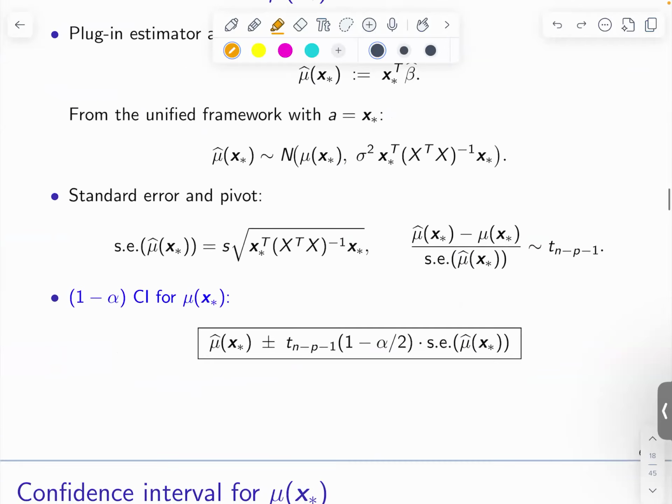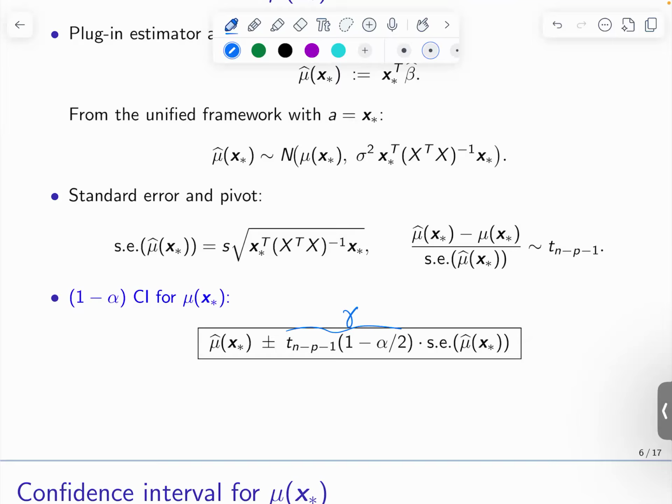And then you get the confidence interval for mu of x star, which is mu hat of x star plus minus t_{n-p-1, 1-alpha/2} times the standard error. This again, this is gamma. This is really nothing but the previous slide, just renamed to interpret things as the regression line.